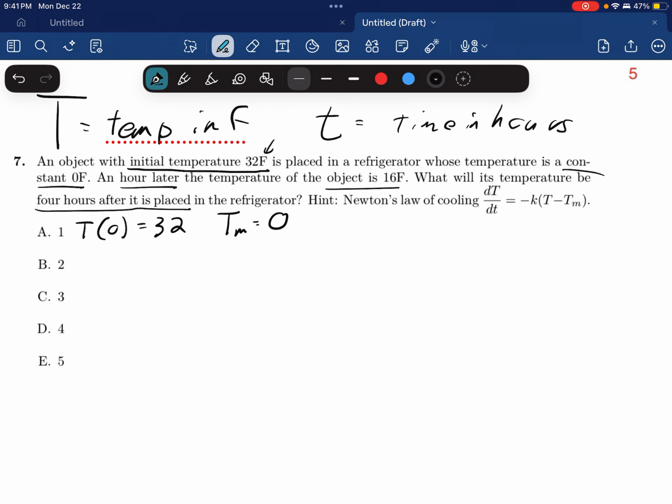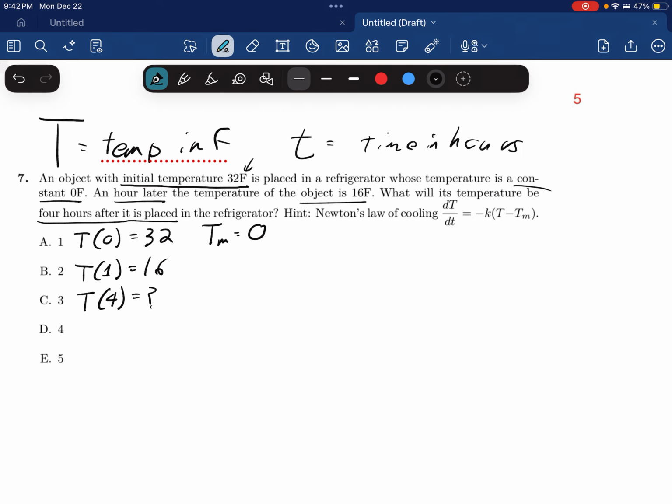An hour later, the temperature of the object is 16 degrees Fahrenheit. So at lowercase t, time equals 1, the temperature is 16. And what will its temperature be 4 hours after it's placed? So what is T of 4? When lowercase t equals 4, what is the temperature? So we can use Newton's law of cooling, which they so graciously gave us.